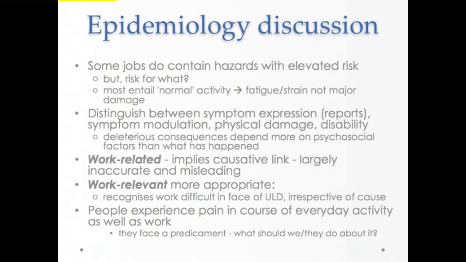For this reason, we suggest that the term work-related is largely inaccurate and misleading when it comes to musculoskeletal problems because it implies a direct causative link that in fact is not there. The term work-relevant is more appropriate because the symptoms are relevant to work inasmuch as they recognise that it can be difficult to do normal work tasks in the face of symptoms such as upper limb disorders, irrespective of the cause.